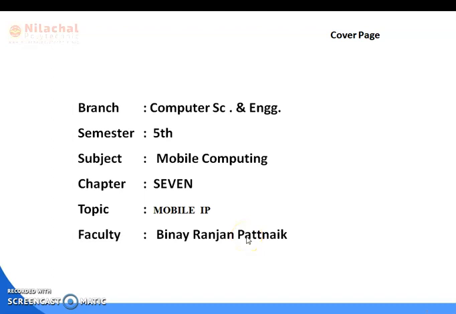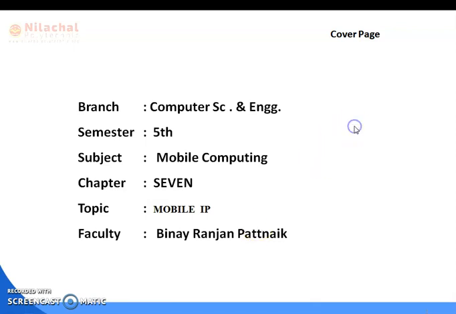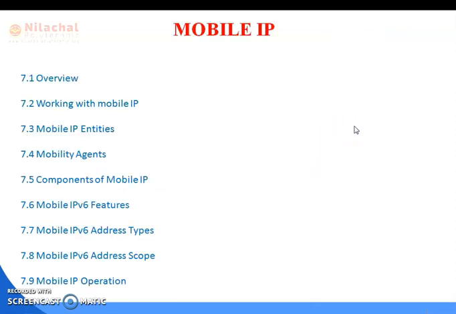Today I am going to discuss chapter 7 of mobile computing, mobile IP. So let's proceed to what we cover in this chapter, mobile IP. First is the overview, working with mobile IP, entities, mobility agents, components of mobile IP, fixed address types, mobile IP fixed address scope, and mobile IP operation.